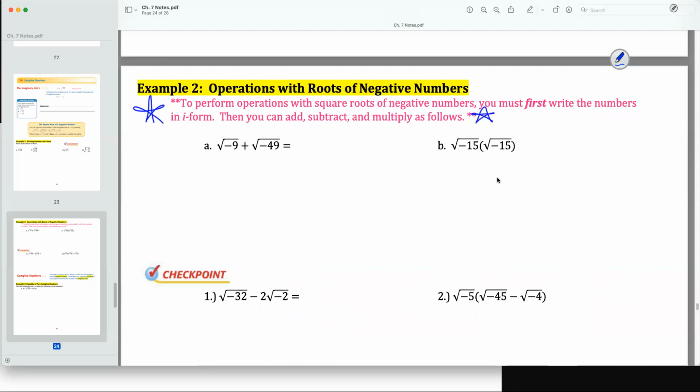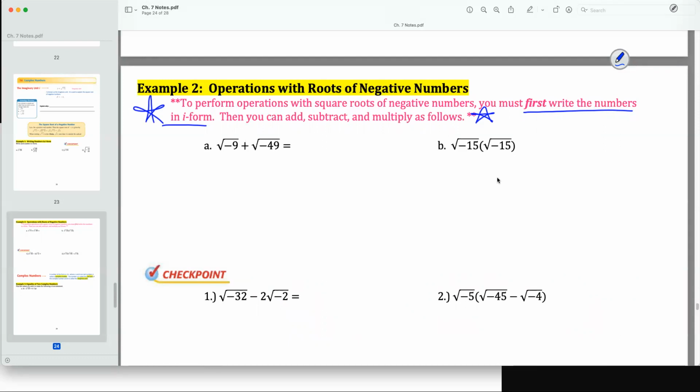So the directions say, to perform any operations with square roots, simplifying anything, you have to first write the numbers in I form. So before you do anything, like before in letter A, we add anything, which we can anyway because they're different radicands. And in B, before we multiply, you have to put everything in the imaginary form first, and then you follow the directions, whether it's add, multiply, whatever.